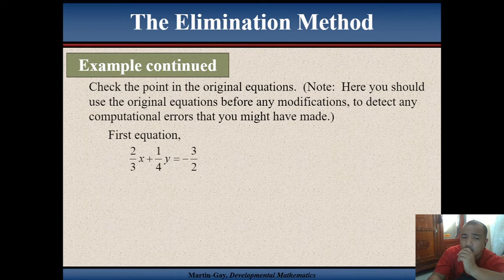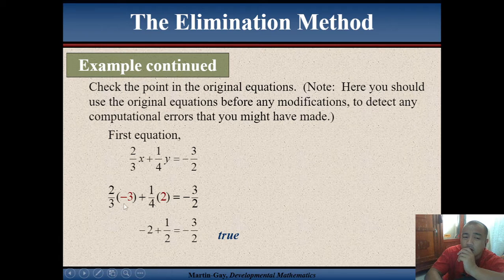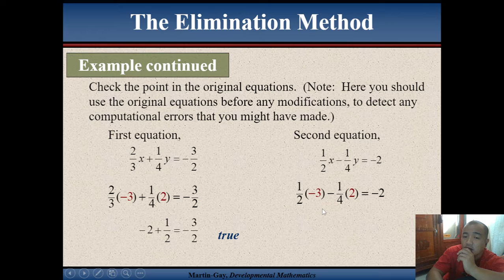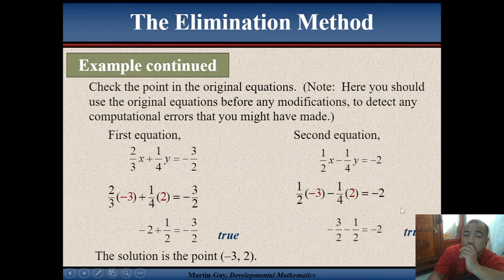For the first equation, 2/3 x plus 1/4 y equals negative 3 halves. Substitute x by negative 3 and y by 2. From here it becomes negative 2 plus 1/2. Negative 2 plus 1/2, is it equal to negative 3 halves? True. For the second equation, 1/2 x minus 1/4 y. Negative 3 halves minus 1/2, that is negative 2 equals negative 2. True. So the solution is the point negative 3, 2.